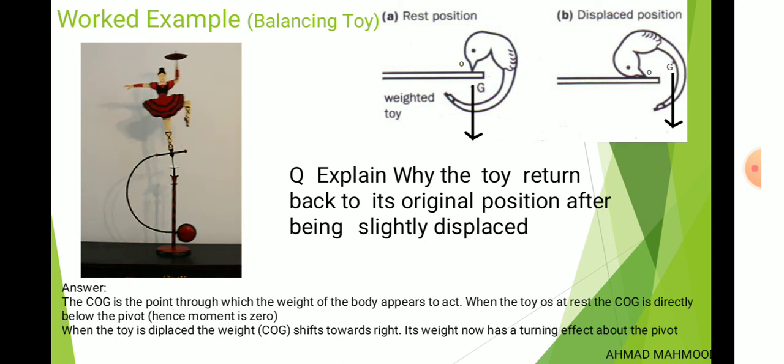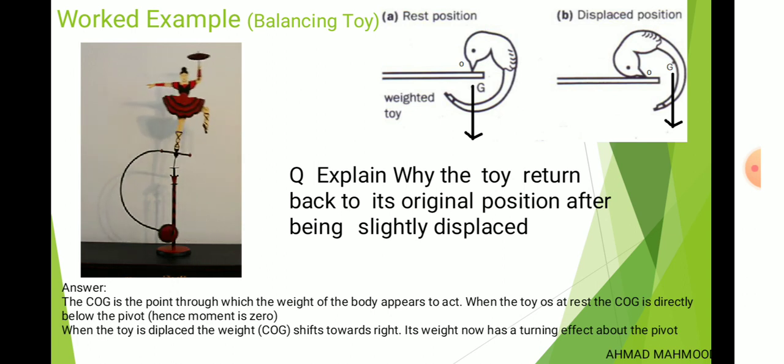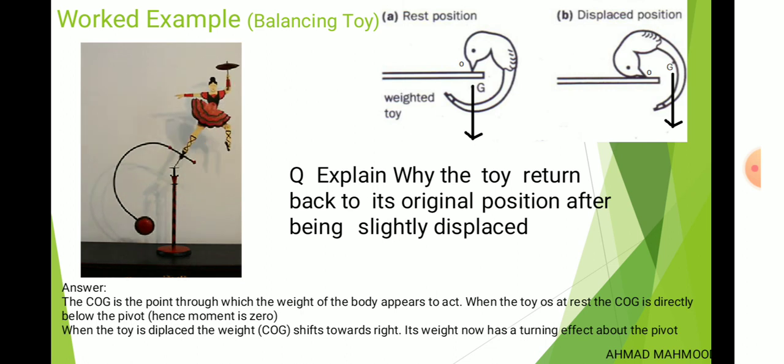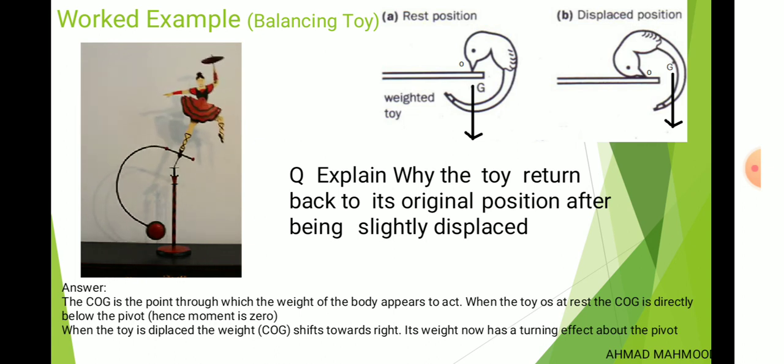But when it is slightly displaced, the center of gravity shifts towards the right. Now you can see in picture B that due to this weight there will be a clockwise moment about the pivot. So it will return back, and due to its momentum it will not stop at the rest position but will move towards the left. And again when it goes towards the left it will have a counterclockwise moment which will bring it back to the right. Then it will again have a clockwise moment which will take it to the left. So this is how it keeps on moving left and right.